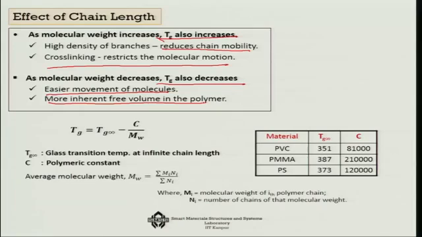So in any polymer, there is something called Tg infinity, that is the glass transition temperature at infinite chain length. There is a polymeric constant C and the molecular weight of the particular polymer. So if you know Tg infinity, C and the molecular weight, you can actually find out what Tg is. For example, for PVC, Tg infinity is 351, and C is this. Like that for PMMA or polystyrene.